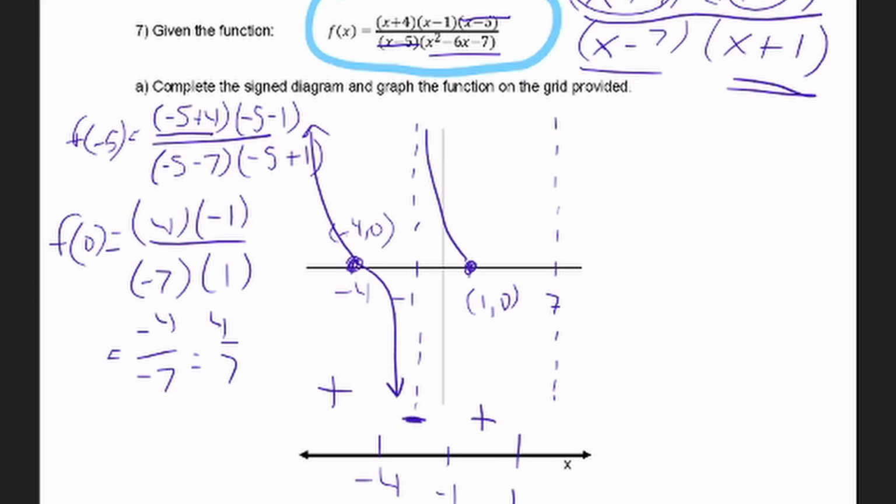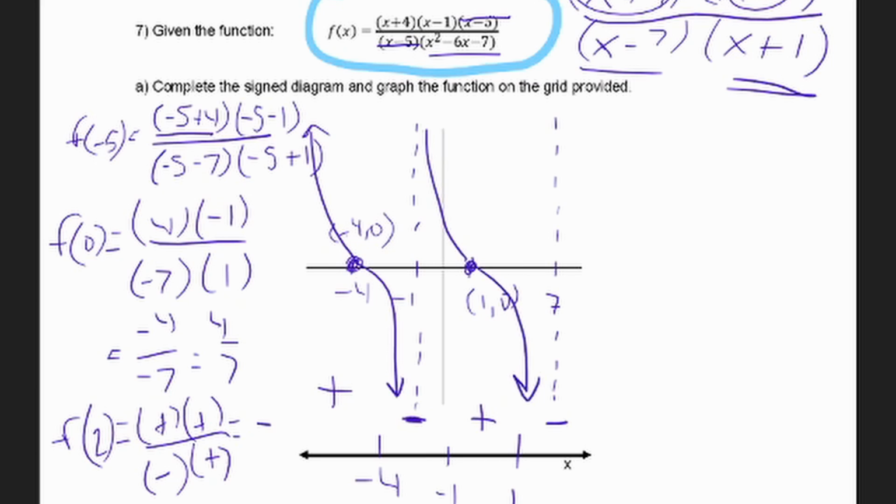And then we can test any values greater than 1. We'll test 2, and that will give us a positive times a positive over negative times positive, and we'll get that this whole thing is negative. So the graph will come back down like that. For the rest of this graph, you can plug in higher values greater than 7, but the graph will probably look more or less like this.